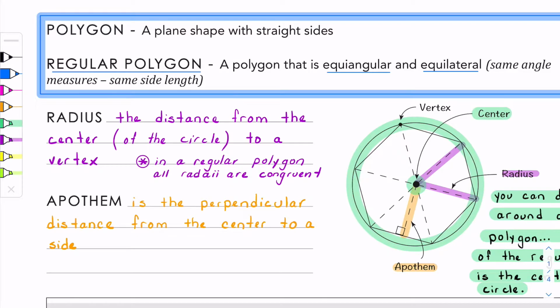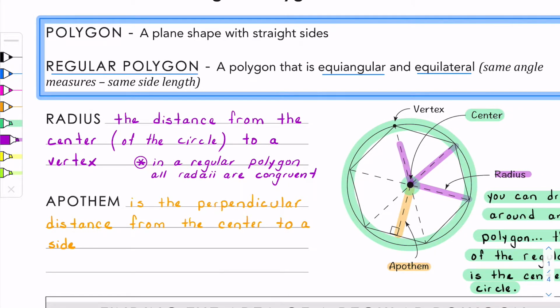Within a regular polygon, there's a radius. Now, a radius is the distance from the center of the circle to a vertex. So I highlighted my radius in purple. We have multiple radii around this figure. I'm just going to highlight all of the lines that start in the center and go to the edge of the circle or a vertex.